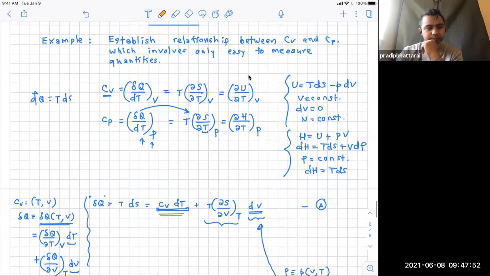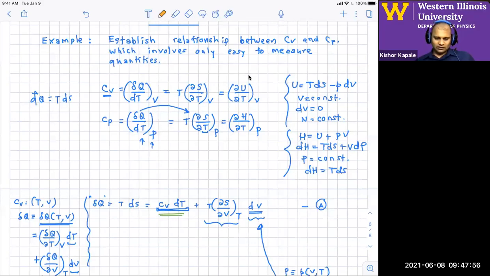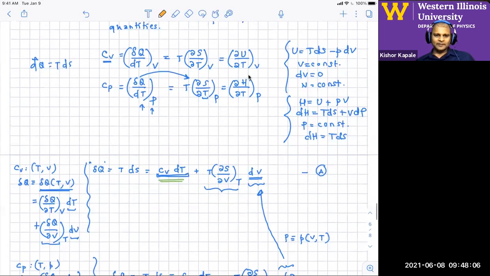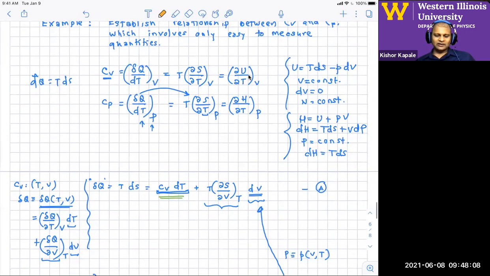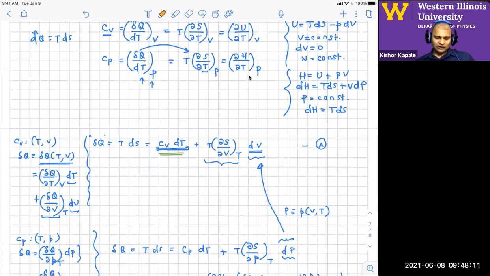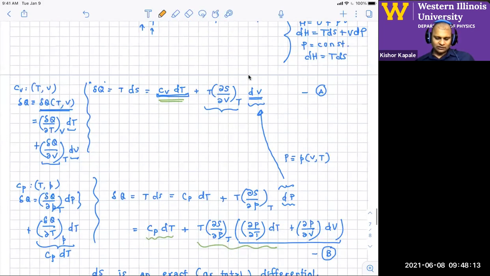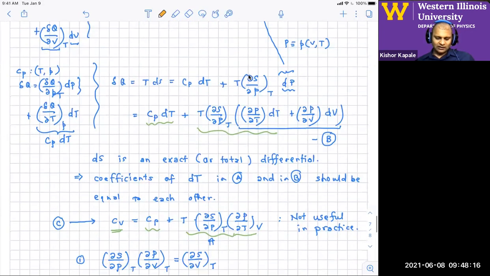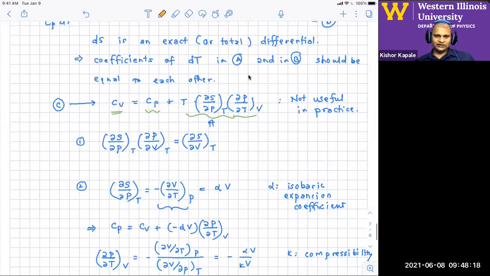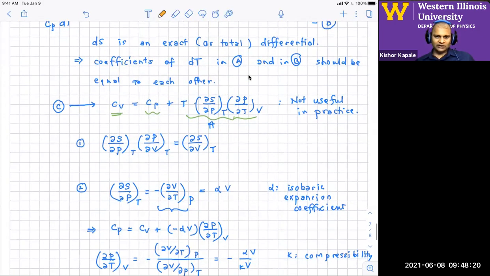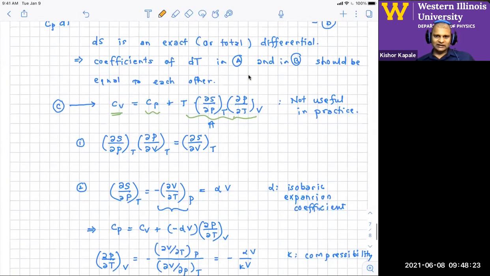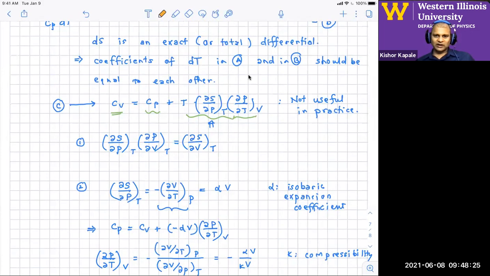All right, that's good. Now let's move on to the example that we looked at, right? Establish a relationship between CV and CP using quantities that are easy to measure. So we use some multivariable calculus and partial differentials to connect the two, CP and CV. And here is how it looks. Equation on the screen: CV equal to CP plus T times partial S with respect to P and partial P with respect to T.